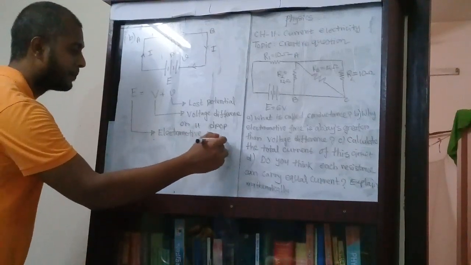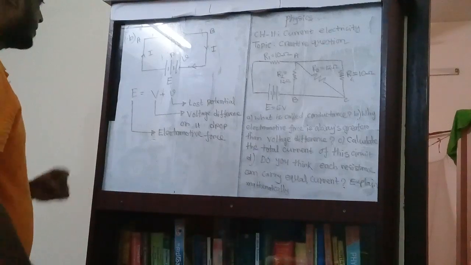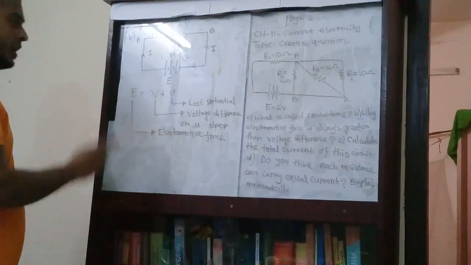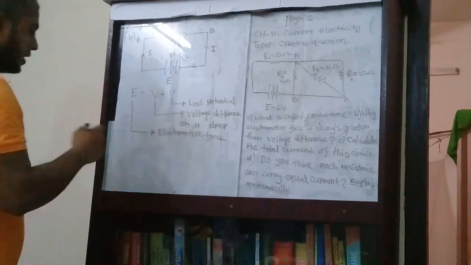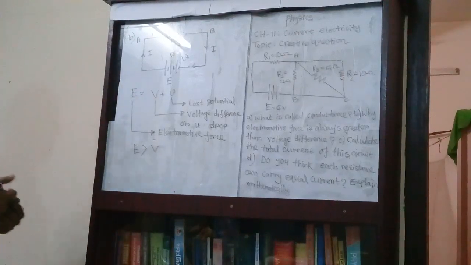Now, from this discussion you can say that here electromotive force E must be greater than voltage difference. So here I can say that E must be greater than V. And this is the question: why is electromotive force always greater than voltage difference?